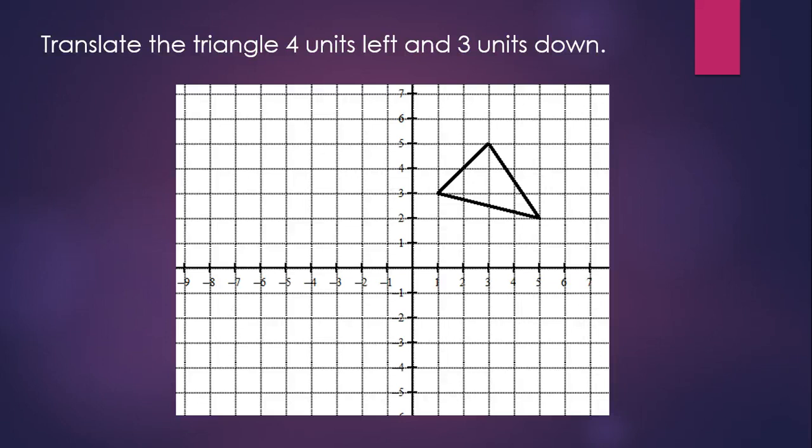Translate the triangle 4 units left and 3 units down. Your best bet is to take each vertex and move that vertex 4 units left and 3 units down, and then connect the 3 vertices. So the pink triangle is showing a translation 4 units left and 3 units down.